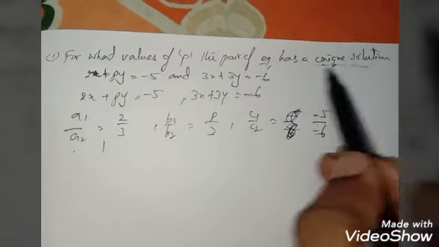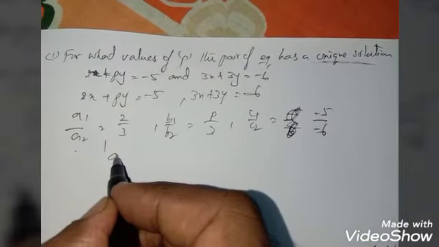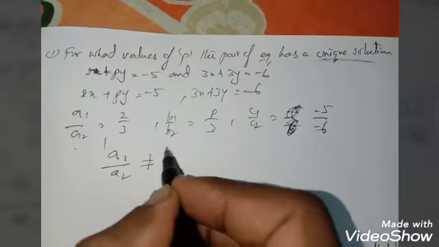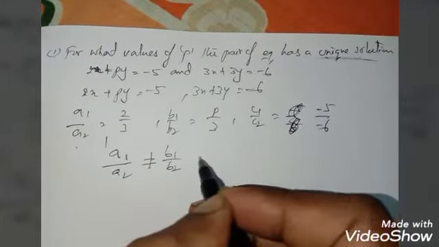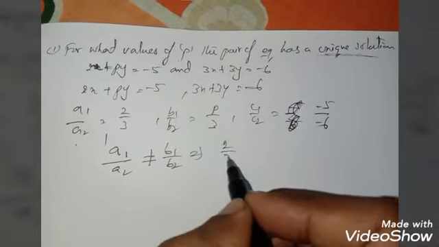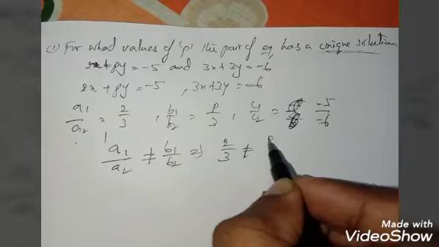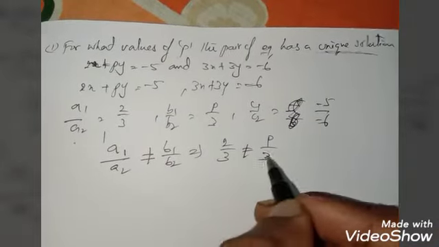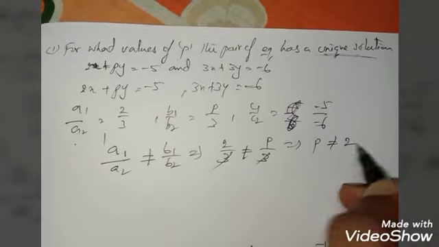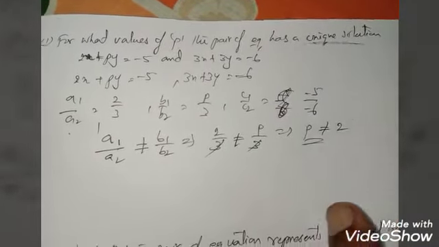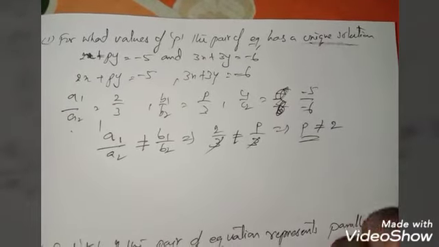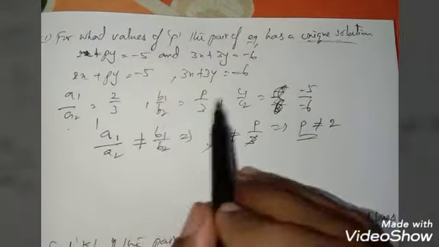Now what is the condition they have given? Unique solution. What do you mean by unique solution? If a1 by a2 is not equal to b1 by b2, it is a unique solution. Based on this condition, 2 by 3 is not equal to p by 3. Can I cancel the same denominator? If I cancel, you will get p is not equal to 2. Based on the condition we write equal to or not equal to. We just have to find the missing terms, right?